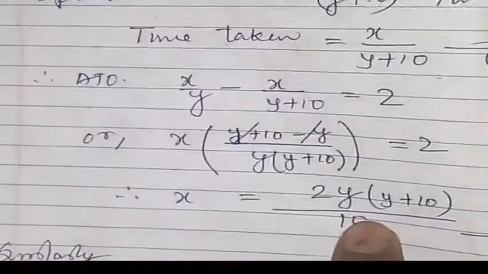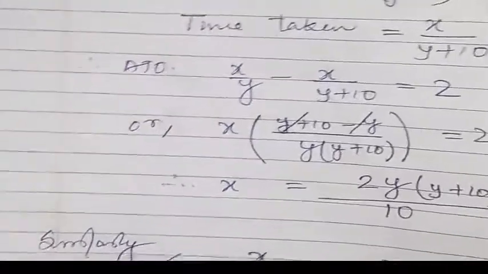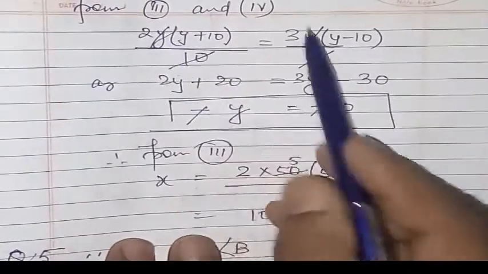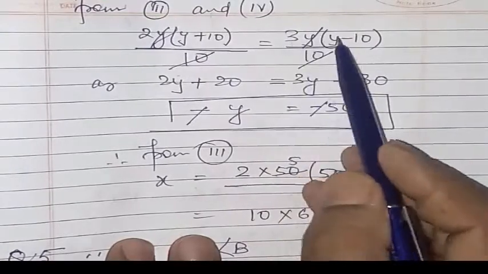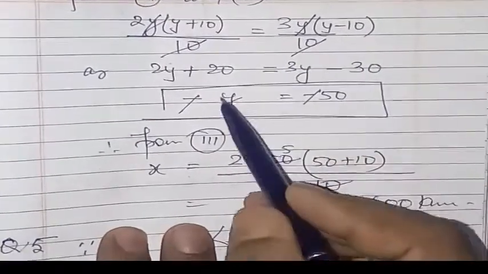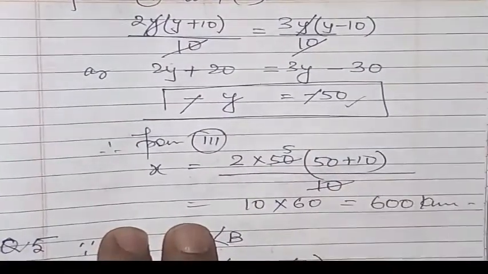Both x equal to this and x equal to this are equal. Equate this thing and check it. Cancel y.